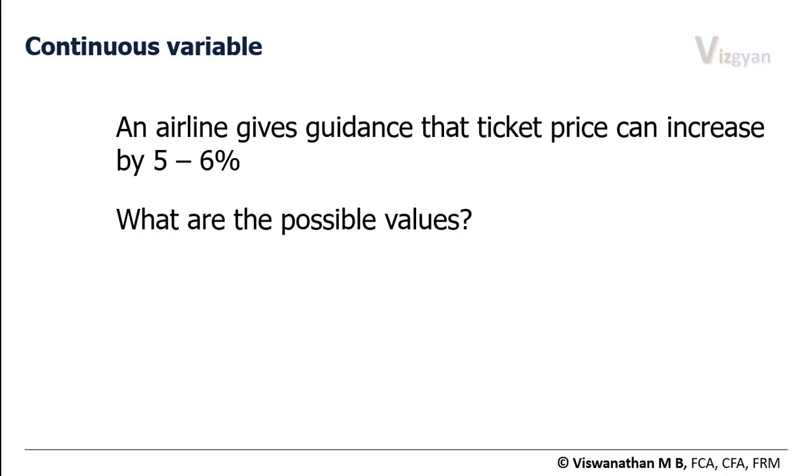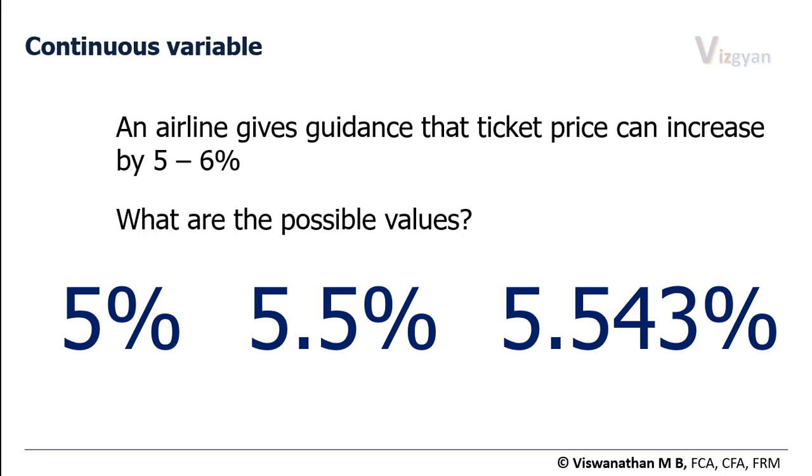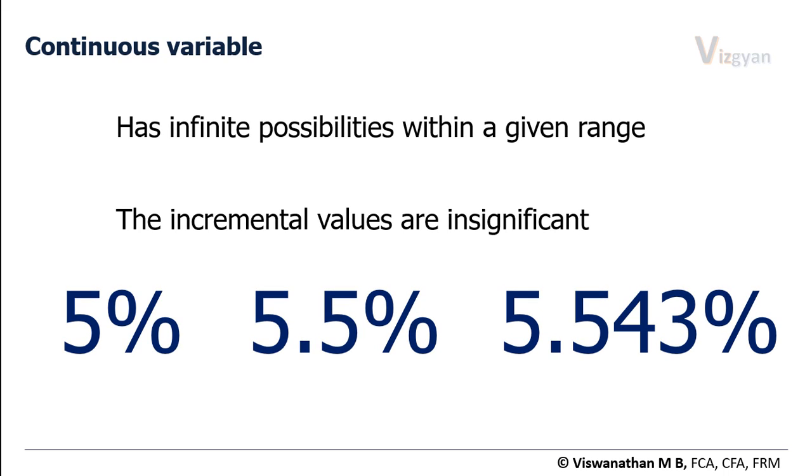Now what are the possible values that it could take between 5 to 6%? The ticket price can increase by 5%, it can increase by 5.5, or it can increase by 5.543%, and so on. You get the drift, right? So between this 5 to 6% range itself, there are infinite possibilities. Now this is a continuous variable. So when we talk about continuous variable, what we would say is that there are infinite possibilities within a given range and the incremental values are insignificant. Between 5% and 5.543, we notice that the difference is not very huge.